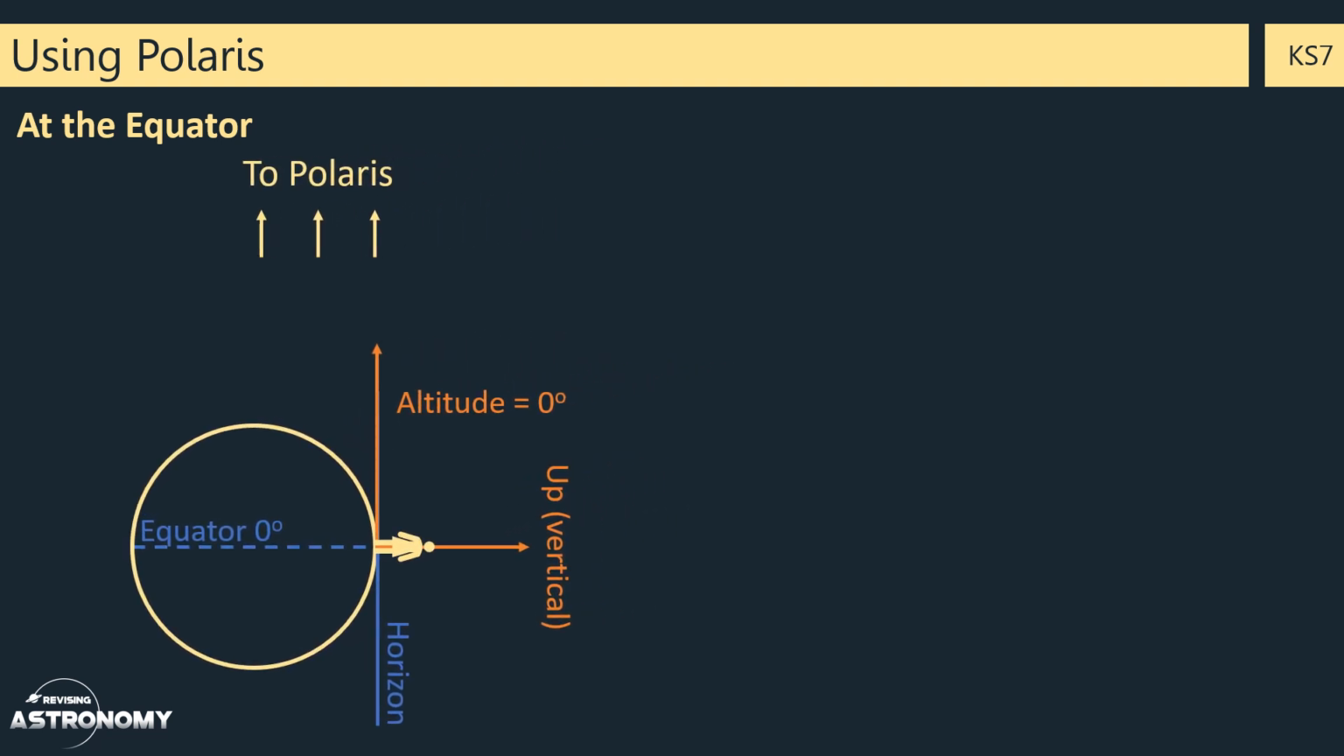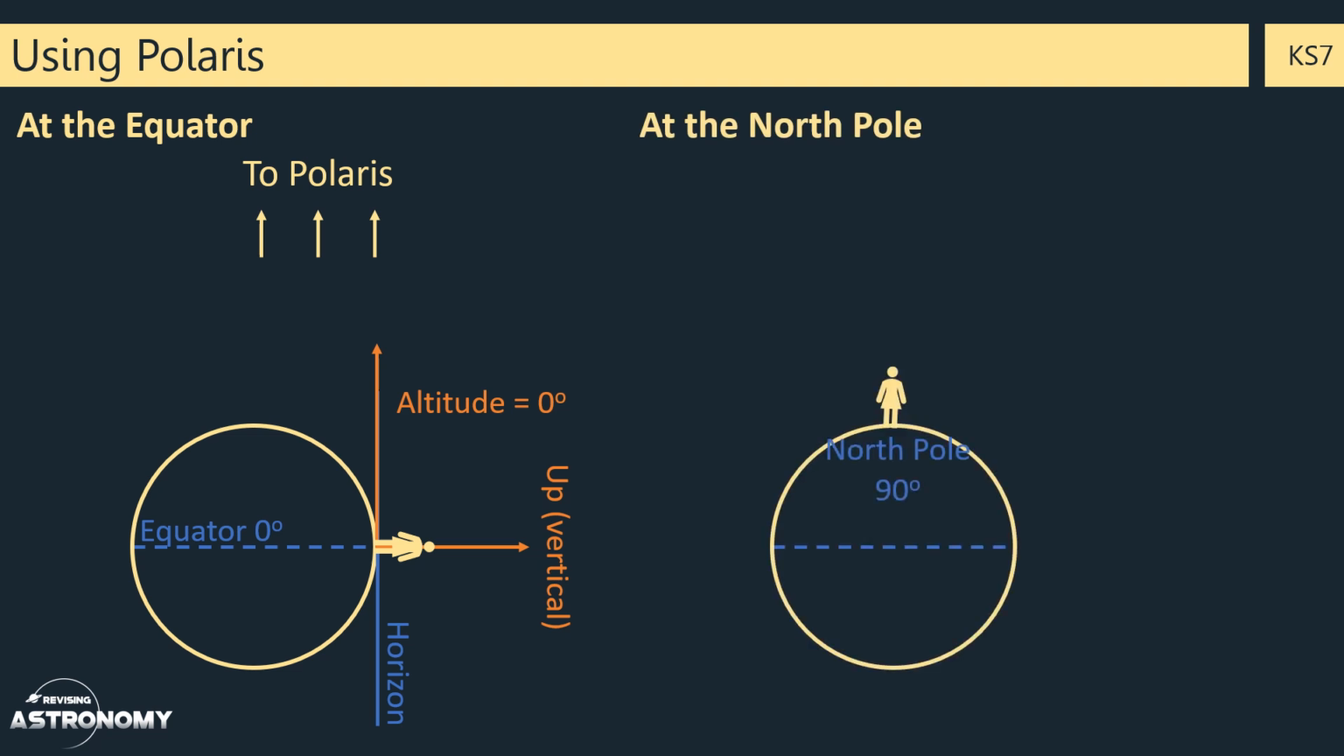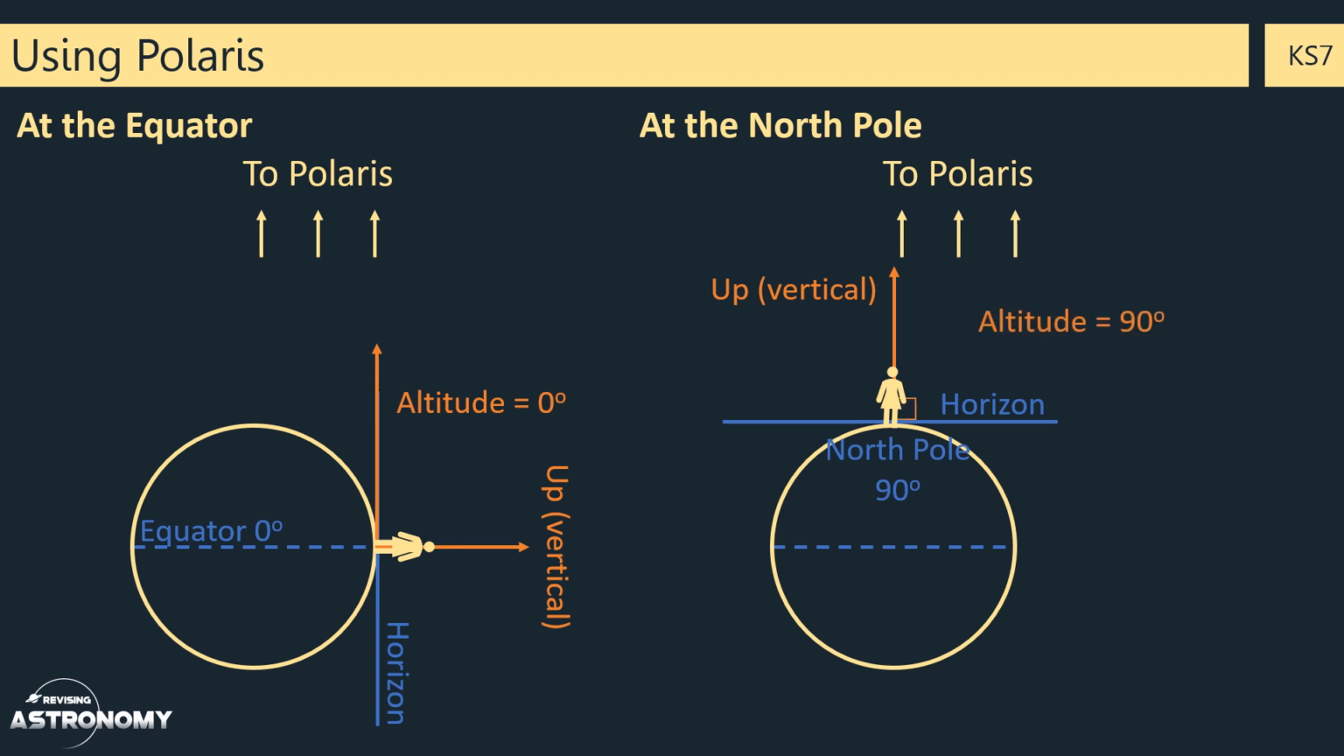If we take the other extreme and imagine that you're standing directly on the North Pole, then Polaris would be directly above your head. Again, drawing in those standard lines of the horizon and directly up, you can see that Polaris would be at an altitude of 90 degrees, directly above you. And again, this matches your latitude, which would be 90 degrees north.